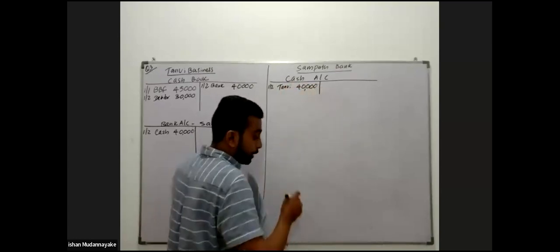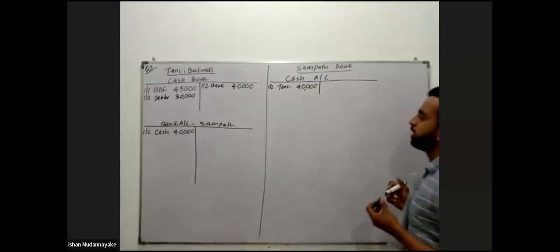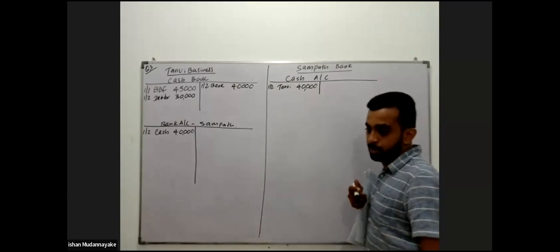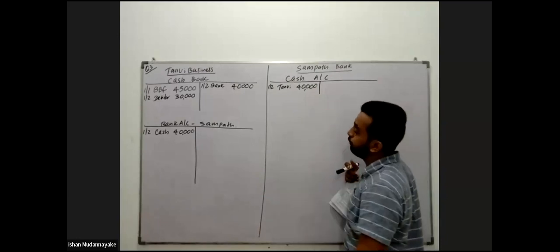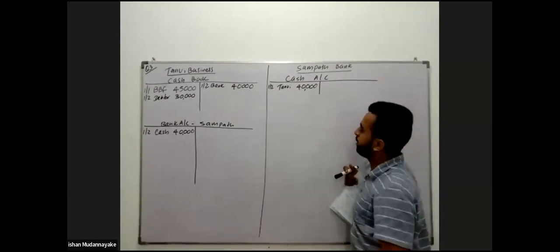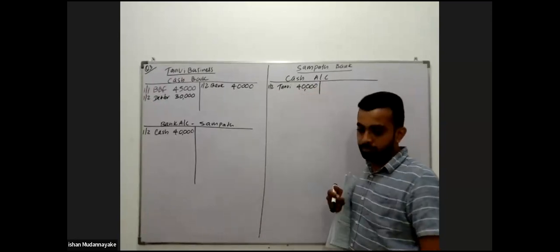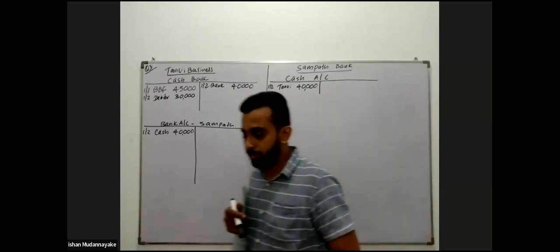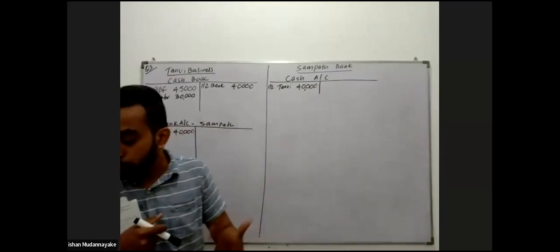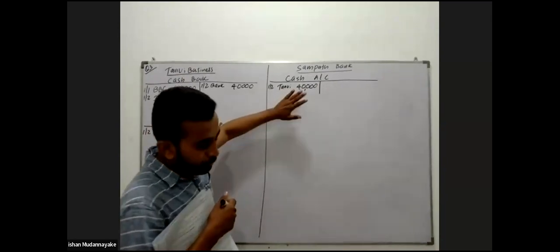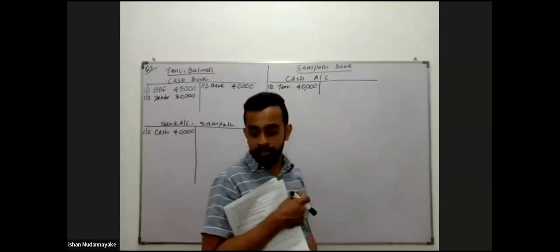Thanvi deposited 40,000 in Sampath Bank to open a current account. Sampath Bank received 40,000 from Thanvi. Then Sampath Bank cash book debit. And then to which account do they need to credit? Okay, they debit the cash account. Then to which account do they need to credit?